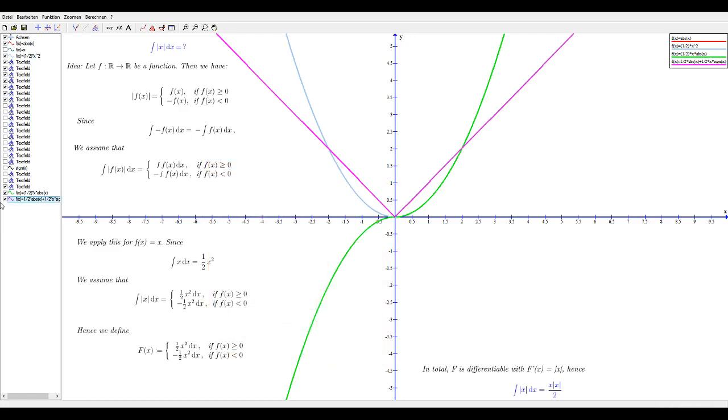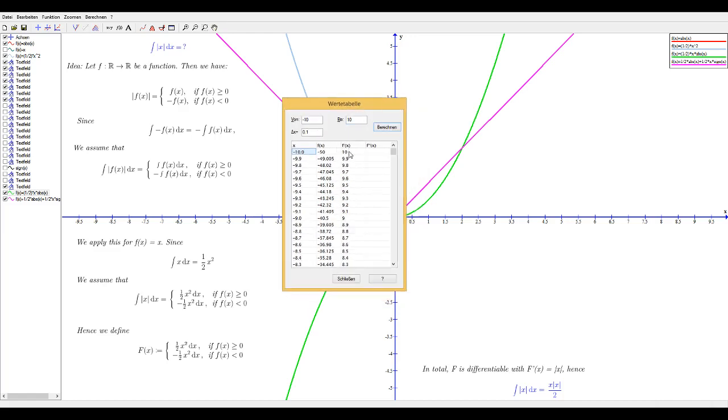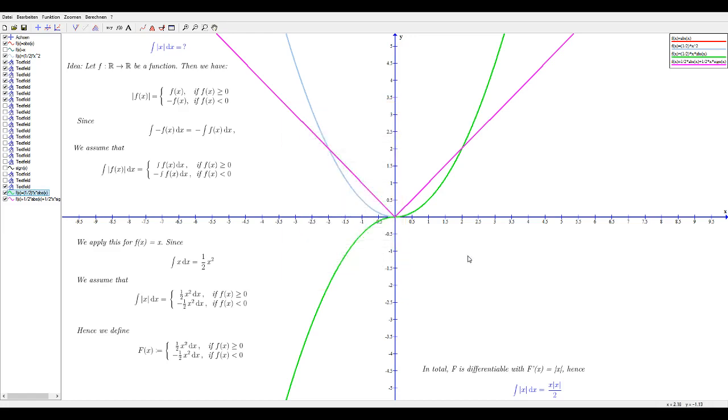And vice versa, if we now check the table for the green function for x times absolute value of x divided by 2, then we see that this green function is differentiable everywhere. Here f prime exists everywhere, and f prime of 0 here is equal to 0. So everything is absolutely correct, and we successfully integrated the absolute value of x, and we are done.